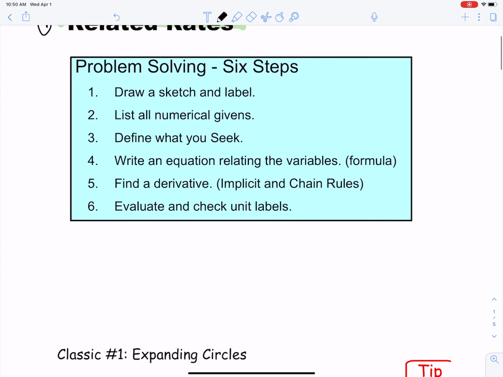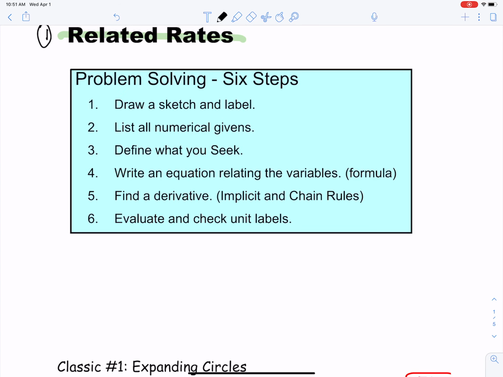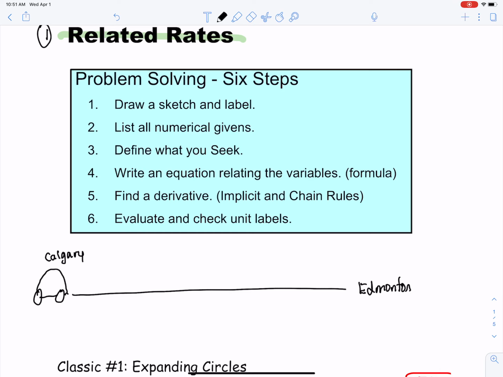So basically, to understand what related rates are, I want to give you a little bit of an analogy. Imagine you're driving a car from here, which we're in Calgary, to Edmonton. And the speed you travel changes on your pathway from Calgary to Edmonton. Now, if I was specifically interested in finding what my speedometer said at this instant in time, or perhaps this instant in time, that's what related rates will do for us.